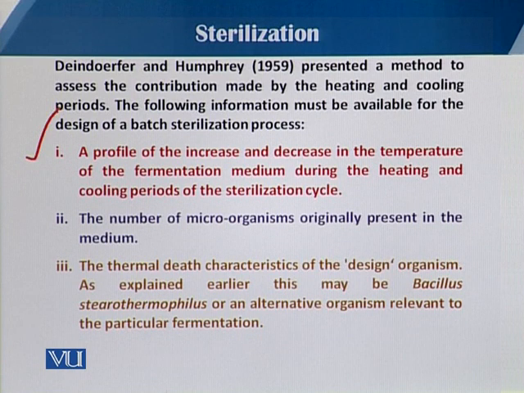The following information must be available for designing the batch sterilization process. Number one, a profile of the increase and decrease in the temperature of the fermentation medium during the heating and cooling period of the sterilization cycle should be noted. The second is the number of microorganisms originally present in the medium, the total number of viable cells present, especially in the medium, that require their death. And the third one is the thermal death characteristics of the design organism, mostly Bacillus stearothermophilus or any alternative organism relevant to the particular fermentation. So these are the three pieces of information we should know before designing the batch sterilization.